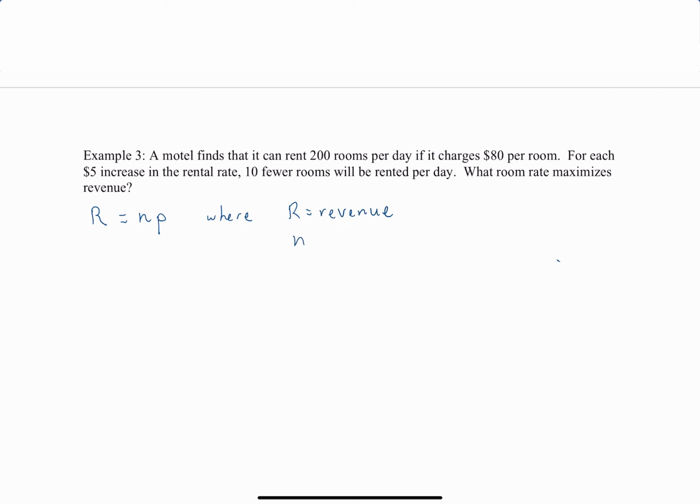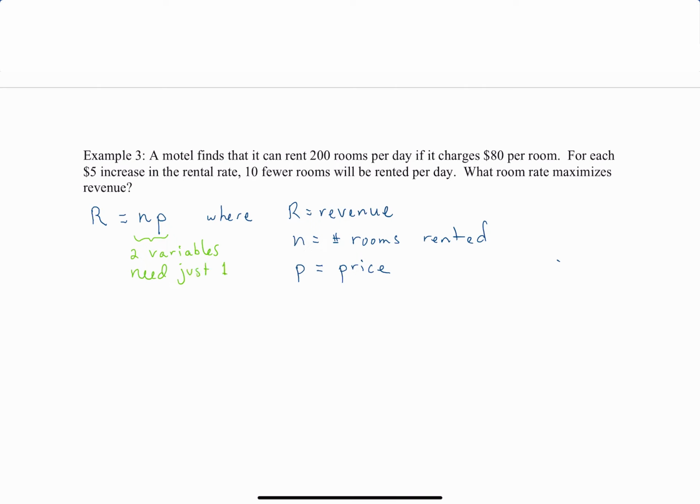N is the number of rooms rented, and P is the price. But we have the same problem here as we did in the last example, namely there's two variables in our function. And we don't have a way to deal with two variables. We need to have just one.